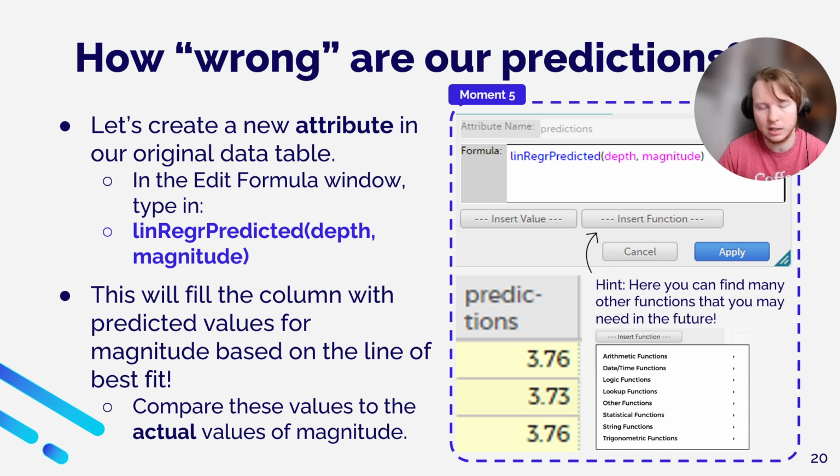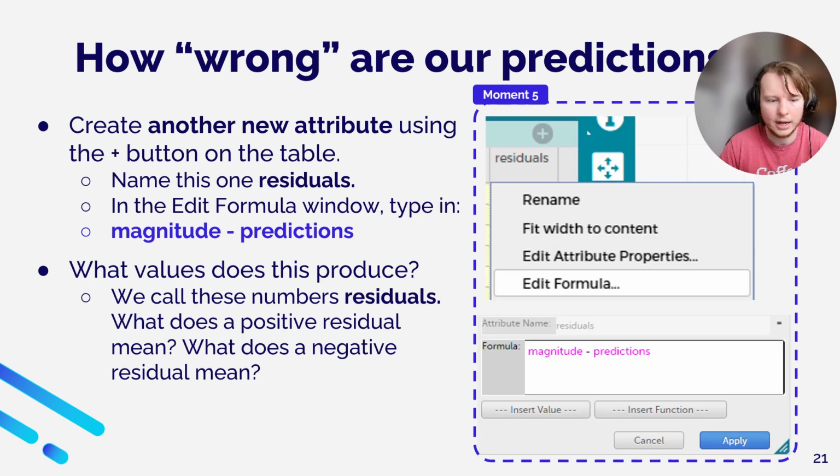If students need another function, there's a whole bunch of them tucked into this insert function menu. They may want that for the final project. Maybe good to note here, we don't need to use any other functions today, except for this little one. So we're going to create another attribute. We're going to call this one residuals. In the Edit Formula menu, we're going to type in magnitude minus predictions. This is a simple difference between our actual magnitude data and our predicted magnitude data.